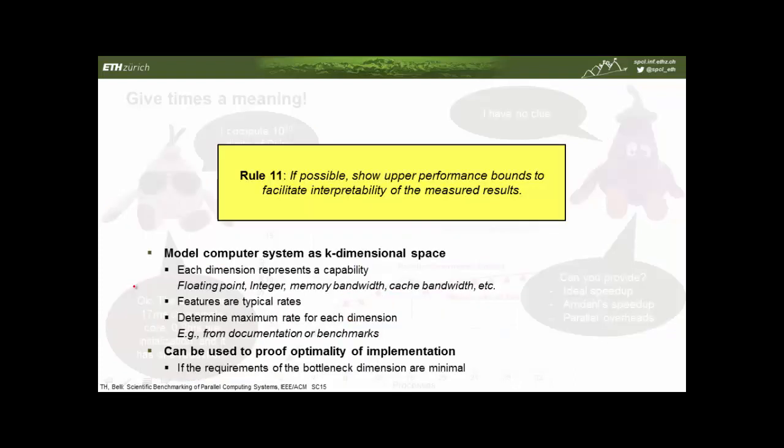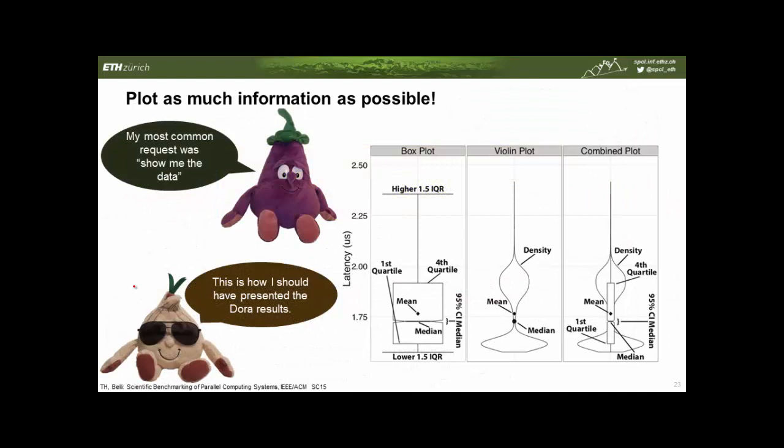Okay, so if possible, show these performance bounds, upper and lower bounds, and you can actually establish a theory on these that I don't have time to talk about. And in fact, if you establish a theory, you can prove optimality of your implementation, which is kind of a cool feature. Okay, so then the last one of these rules is really, you want to plot as much information as possible.